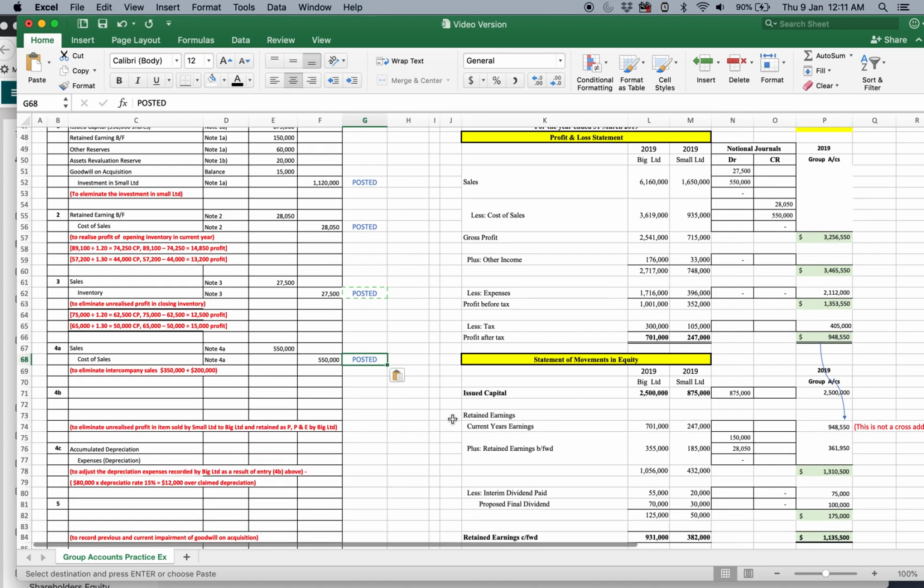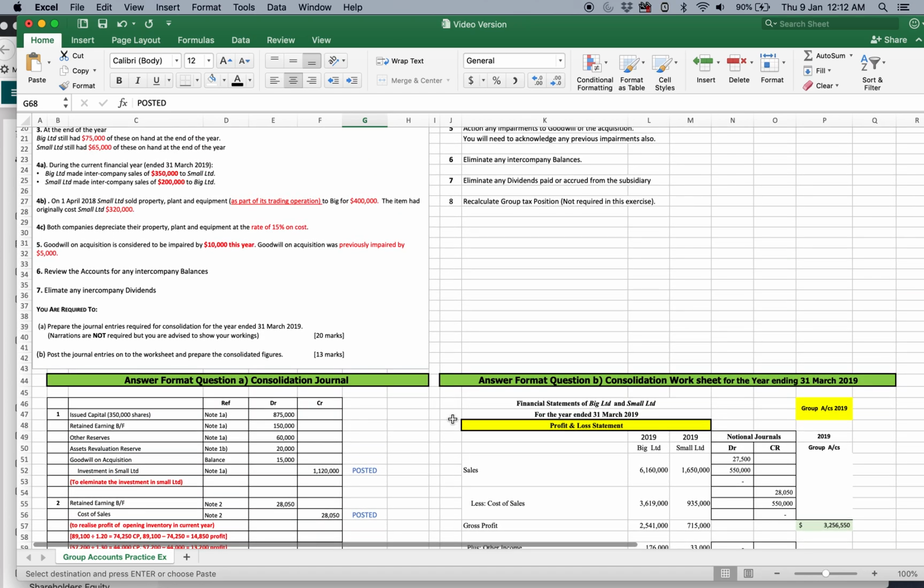So the next thing is B, which says that Small Limited sold property, plant, and equipment as part of its trading operation. So in other words, it wasn't its fixed assets. It actually had that as inventory, an inventory item. It buys and sells whatever that might be, right? Let's call it a machine. Okay, to Big for 400,000. The item had originally cost Small Limited 320.